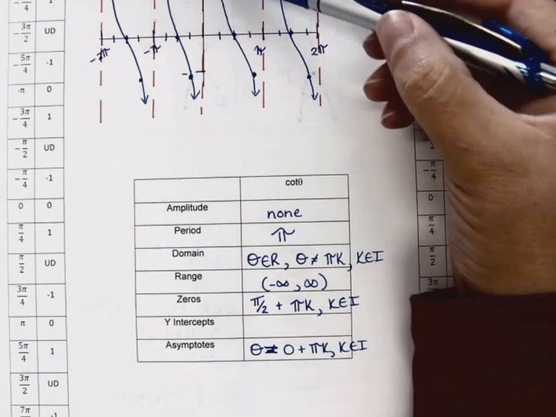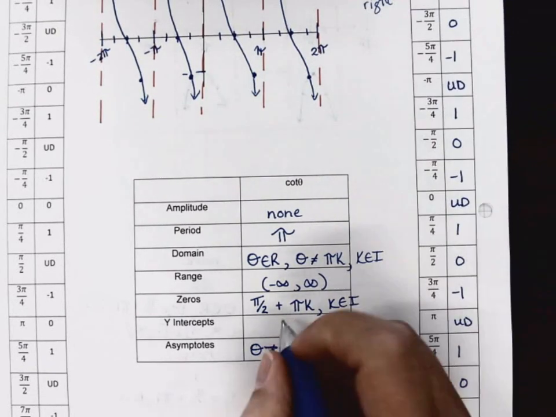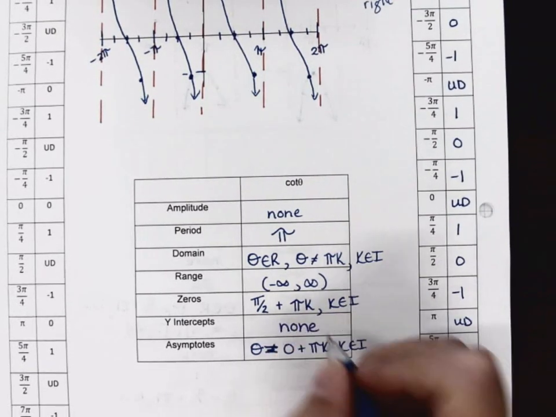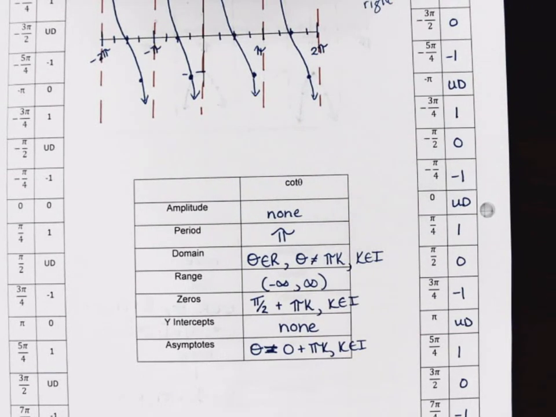Y-intercepts, we have an asymptote right on the y-axis, so there is none. And again, don't leave those questions blank. Make sure you fill it in that there is no y-intercept or no amplitude. Okay, so that is your cotangent graph. That is your last graph of the six that we've done.